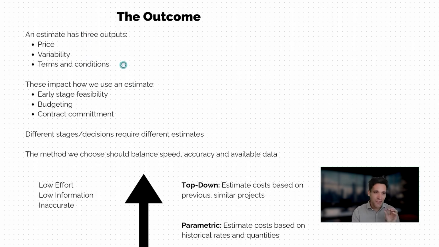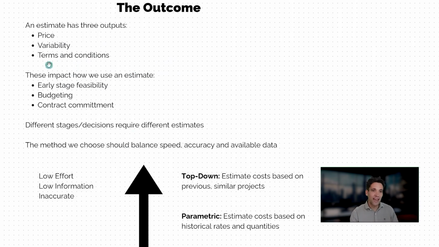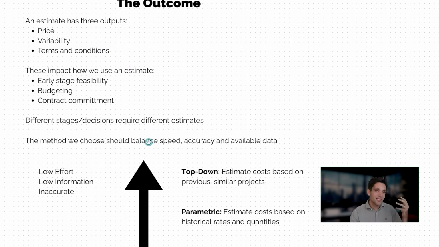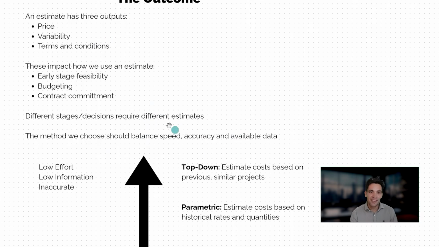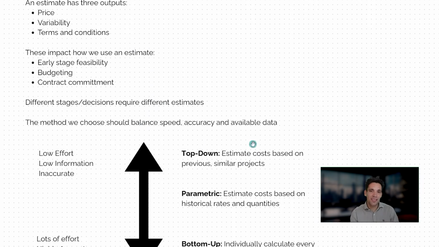Then we want clearly defined terms and conditions that match this. Different stages and decisions along the way require different forms of estimates. We're always going to come up with a price, but it's really how much variability and how clearly defined the terms and conditions are. Earlier on in the project, we're going to have more variability, looser terms and conditions. Later on, we're going to have a fixed price with low variability. Different stages require different forms of estimates, and the method we choose should balance speed, accuracy, and available data.